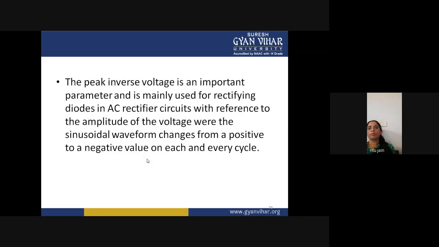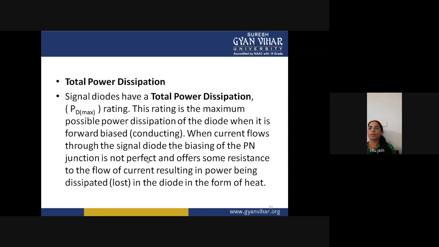So the peak inverse voltage is an important parameter and is mainly used for rectifying diodes in AC rectifier circuits, with reference to the amplitude of the voltage where the sinusoidal waveform changes from a positive to a negative value on each and every cycle.